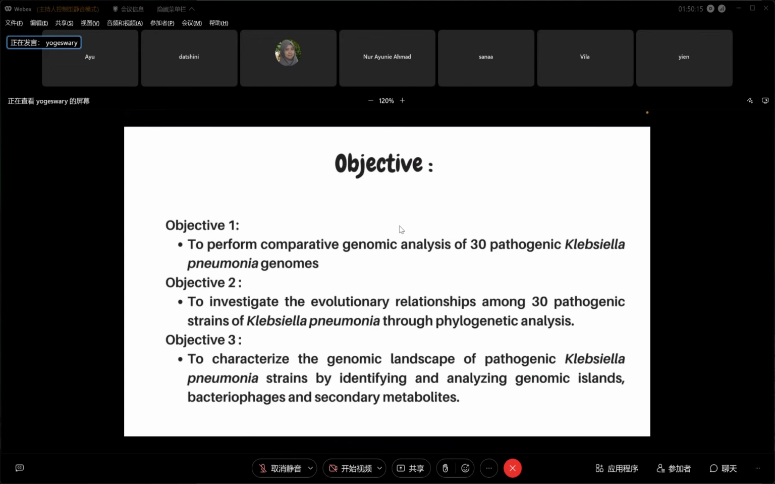So the objective of my research is to perform comparative genomic analysis of 30 pathogenic Klebsiella pneumoniae genomes. The second objective is to investigate the evolutionary relationship among 30 pathogenic strains of Klebsiella pneumoniae through phylogenetic analysis. And the third objective is to characterize the genomic landscape of pathogenic Klebsiella pneumoniae strains by identifying and analyzing genomic islands, bacteriophages, and secondary metabolites.